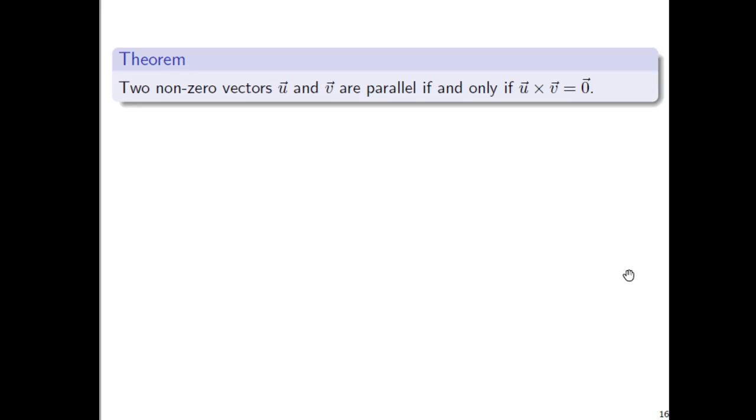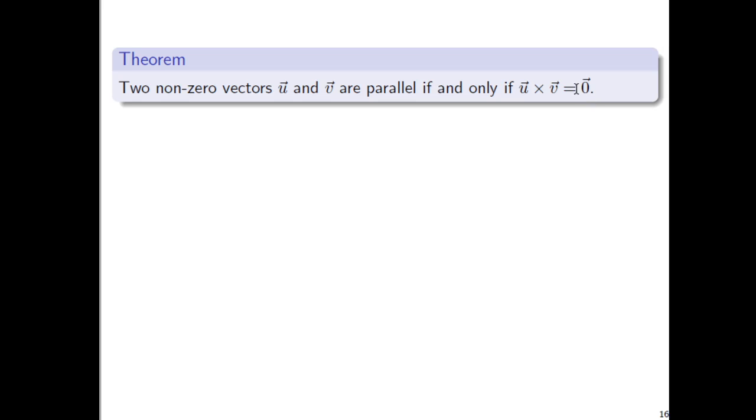Let's examine a couple theorems that don't really get used a whole lot, but it's nice to get a little more comfortable with what's going on with vectors and their cross products. So if you have two three-dimensional vectors, u and v, they are parallel if and only if their cross product results in the zero vector.